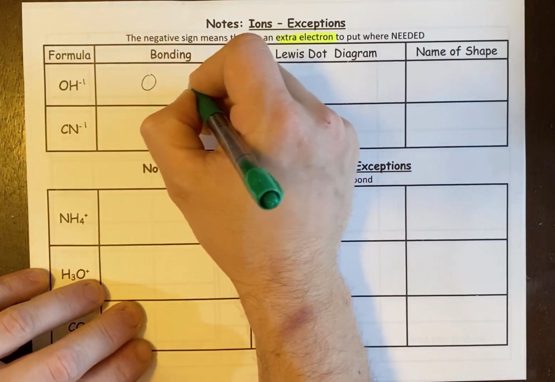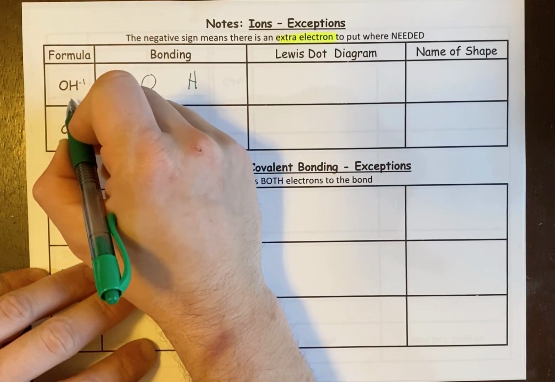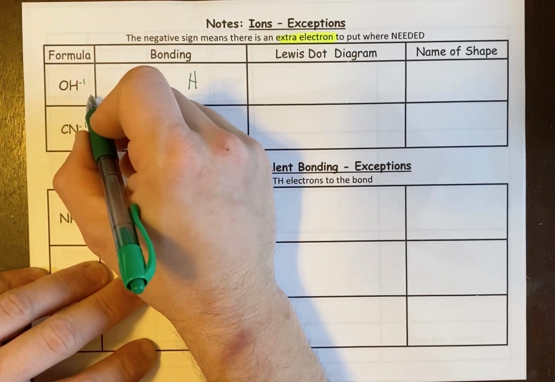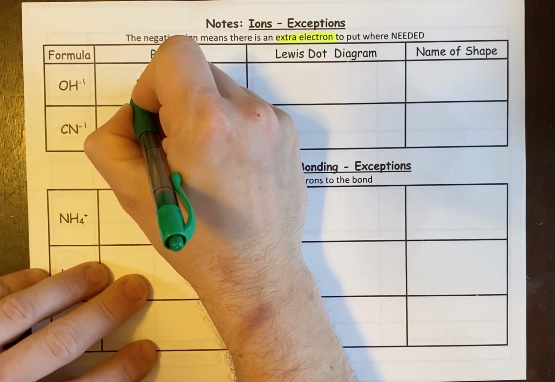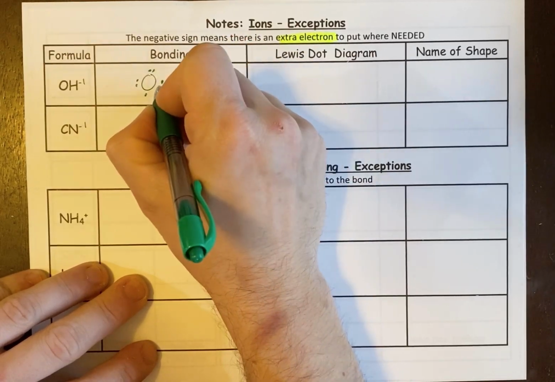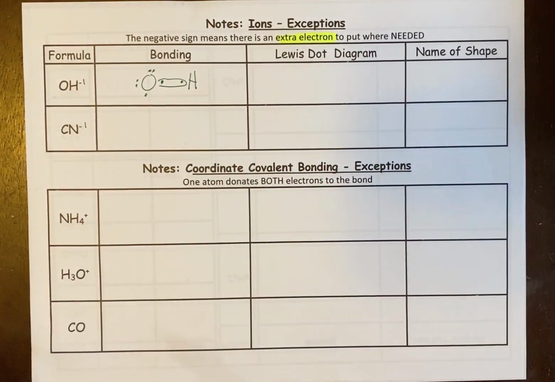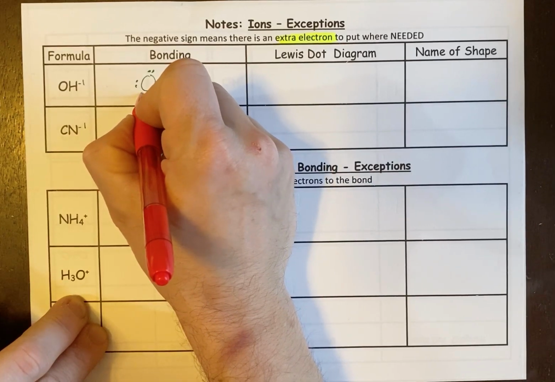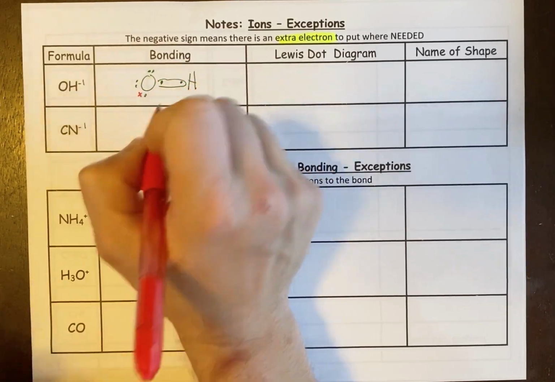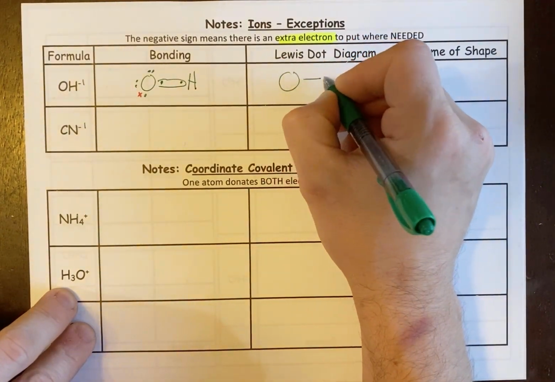So when I bond O to H, and again, this is saying you have 1 O and 1 H, not as many as you need to make it stable. You just get 1 of each. And so when I bond this, I know oxygen has 6 valence, hydrogen has 1. I bond it. Oxygen's not stable. It needs 1 extra bond, but it doesn't have an extra atom. That's where the negative sign comes in. It means you have an extra electron to put where you need. I used a red X. And so when I do my Lewis dot, it looks like this.